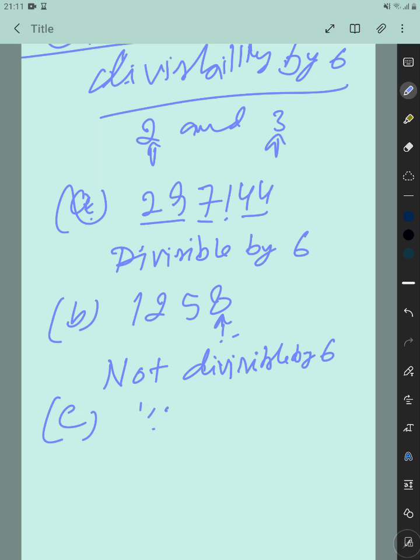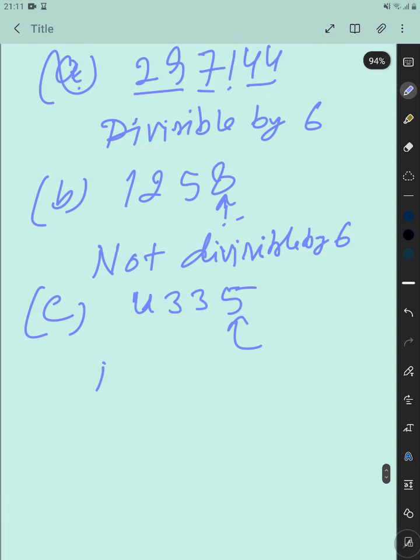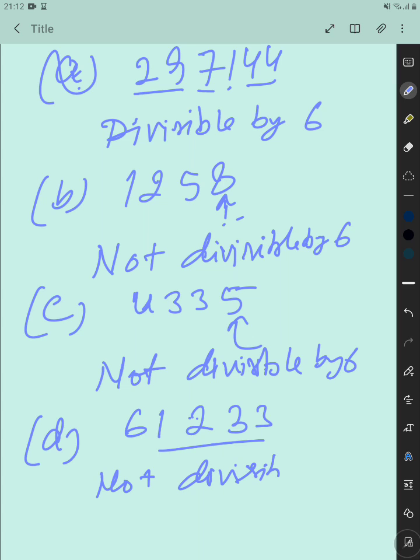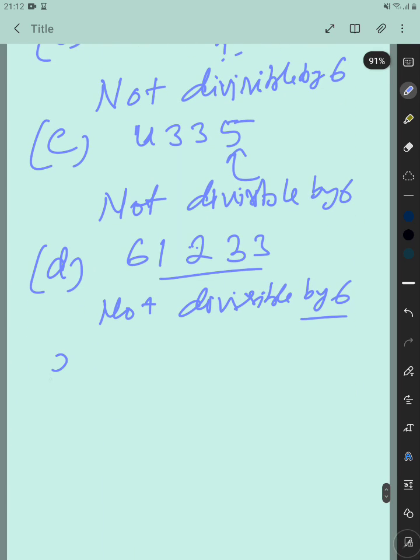Now part C. C is 4335. Since it is an odd number, it is not divisible by 2, so it is not divisible by 6 either. Now part D. D is the same: since it is an odd number, it is not divisible by 2, so not divisible by 6 either. Now part E.